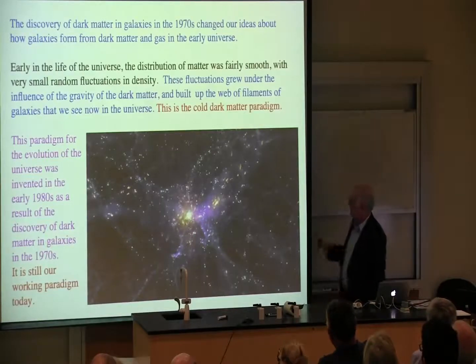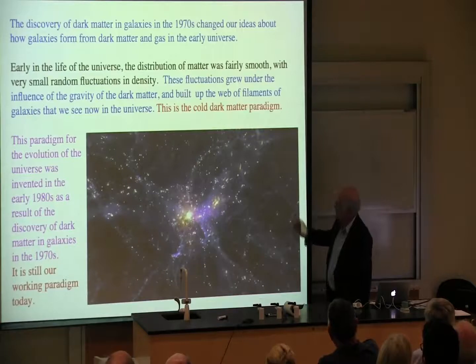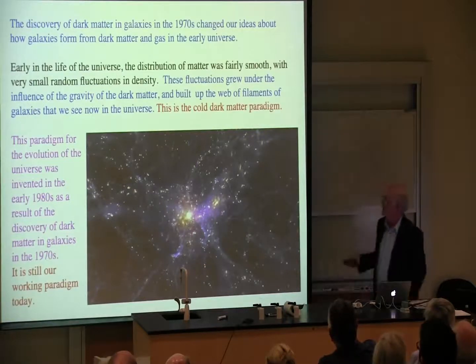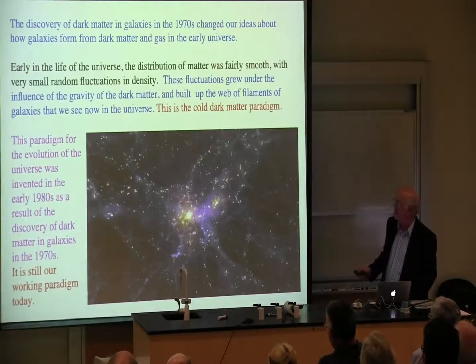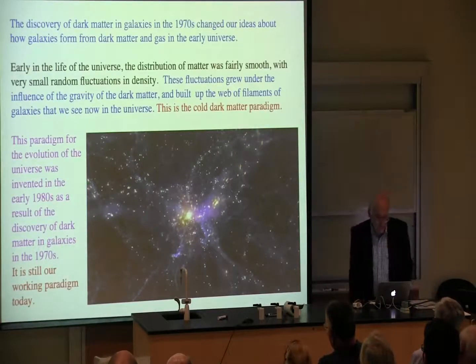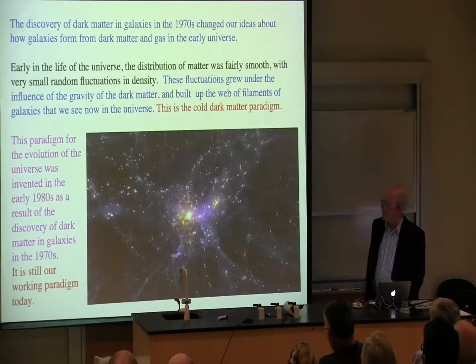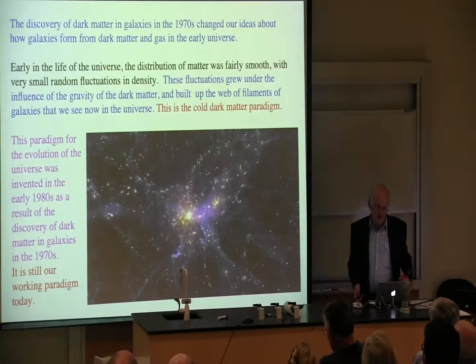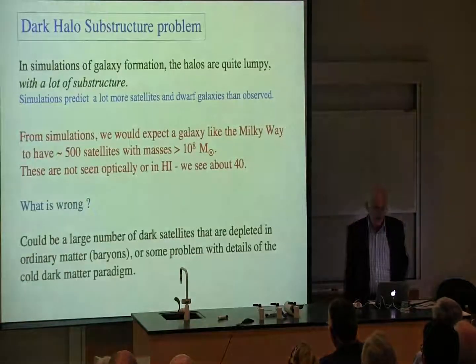It's cold because we can't have this stuff with very large random motions, because otherwise it would never condense into galaxy-sized lumps, and we'll come back to that a little bit later. So this paradigm for the evolution of the universe was invented in the early 1980s, once people agreed there really was dark matter in galaxies, and it's still our working paradigm today. So cold dark matter remains the paradigm. This is a computer simulation, but its properties are very similar to the real universe.